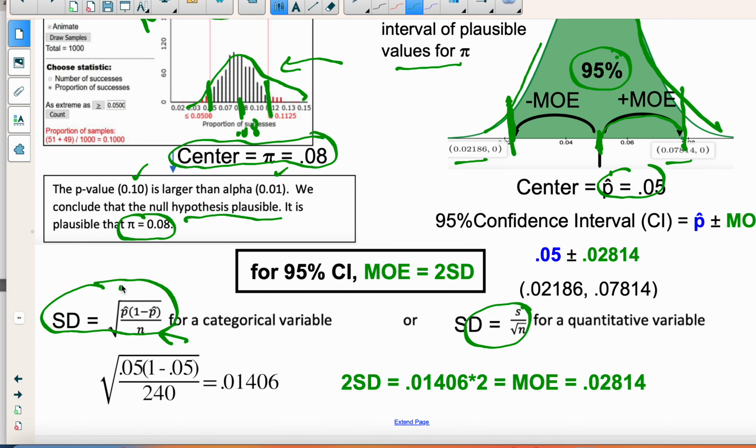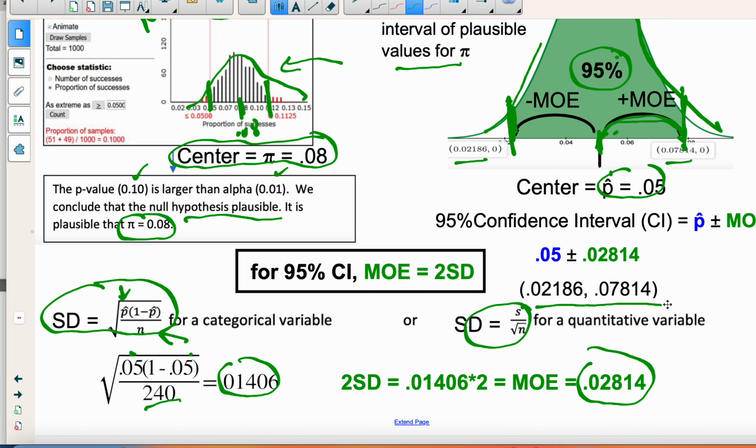So in this case, I'm putting my p-hat in: 0.05 times 1 minus 0.05 divided by 240, that's my n. This is one standard deviation. If I multiply it by 2, I get the margin of error, 0.2814. It's just this distance from the center to this cutoff value.